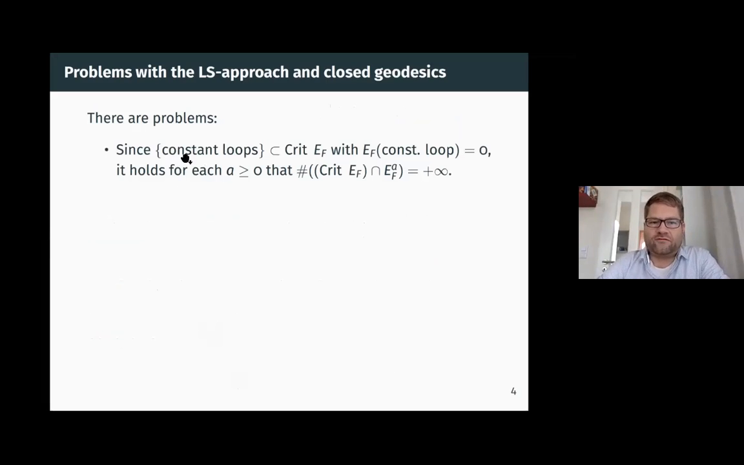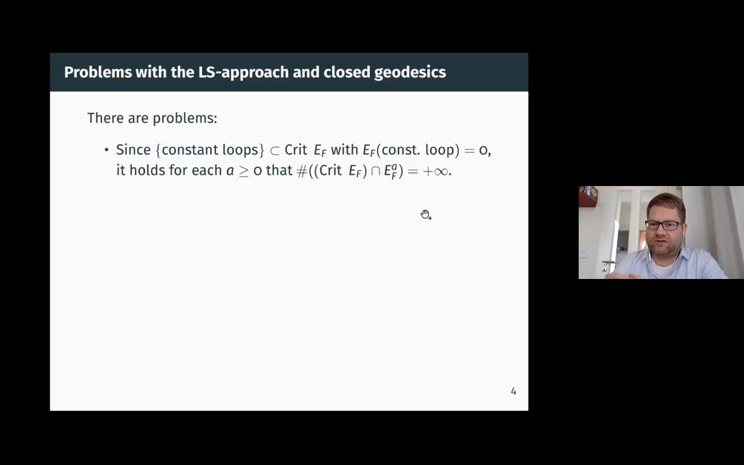Namely, first of all, we have the constant loops among the critical points, which we want to disregard in the closed geodesic counting. And we know that every constant loop, that's by definition of a Finsler metric, has energy 0. So for every non-negative value, we have all constant loops in the sublevel set. So the number of critical points, if you write it like this, is always infinity. So this is, of course, bad.